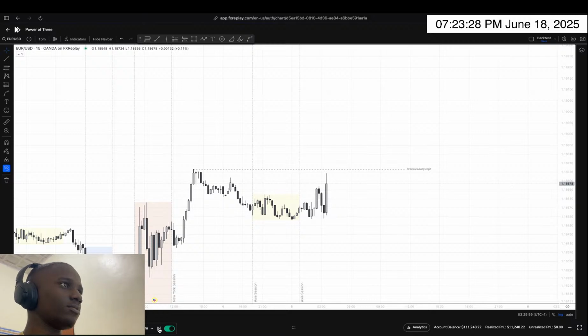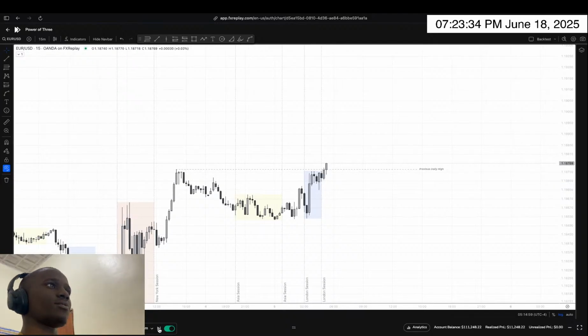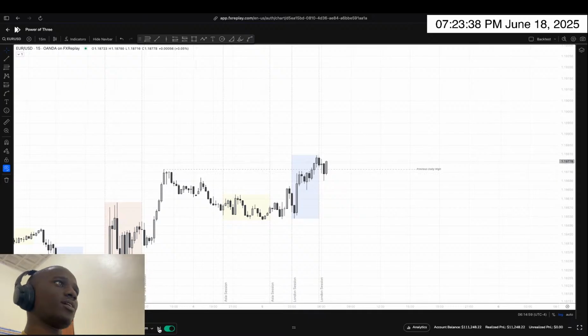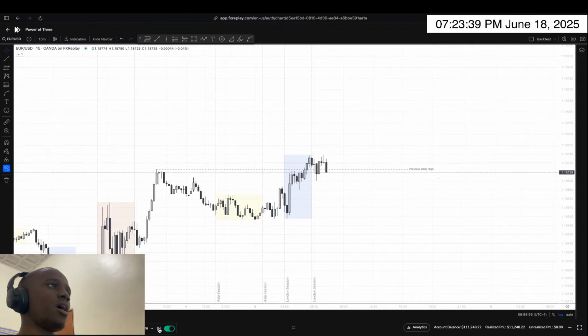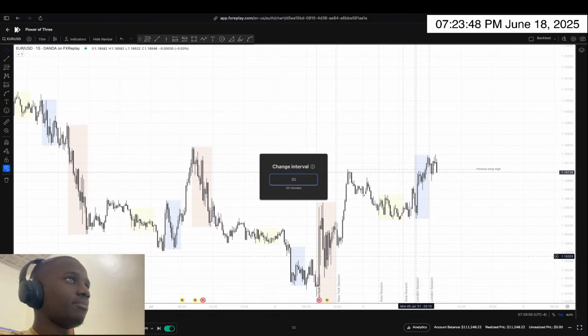Okay, so London opens and takes out the Asia highs together with the previous day high, and yeah, we already have our market shift in there on 30 minutes.